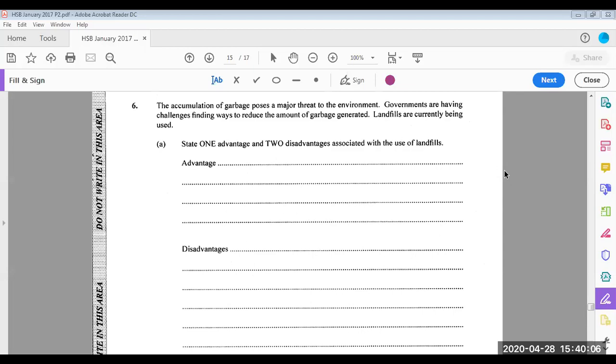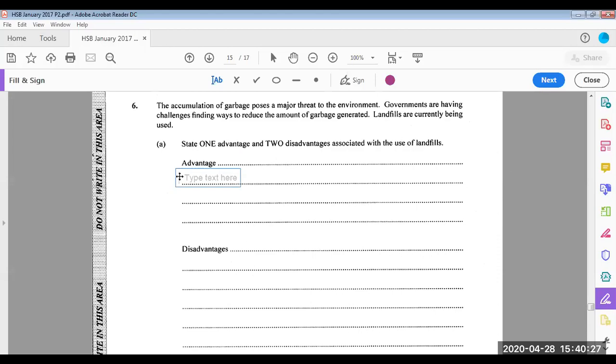The accumulation of garbage poses a major threat to the environment. Governments are having challenges finding ways to reduce the amount of garbage generated. Landfills are currently being used. State one advantage and two disadvantages associated with the use of landfills.